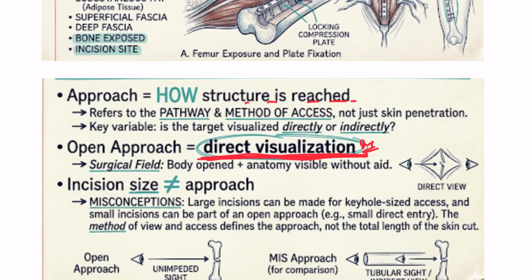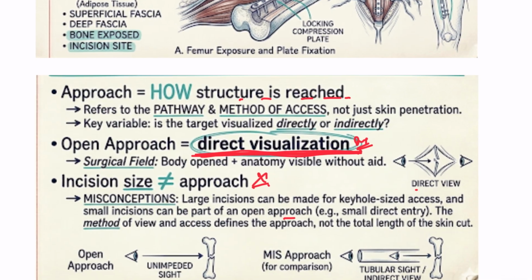Now, this is where interpretation becomes important, because many people try to decide approach based on incision size, but this is not the correct way to do it. A small incision doesn't automatically mean percutaneous. If the structure is still directly visualized, the approach will be open.